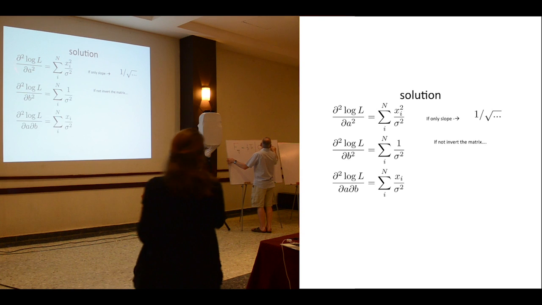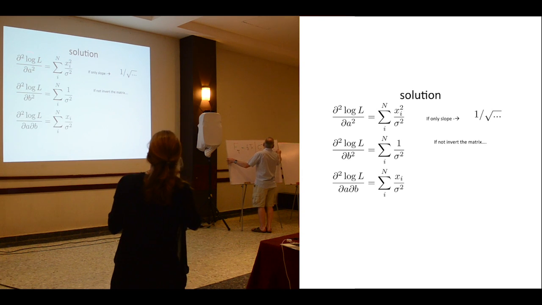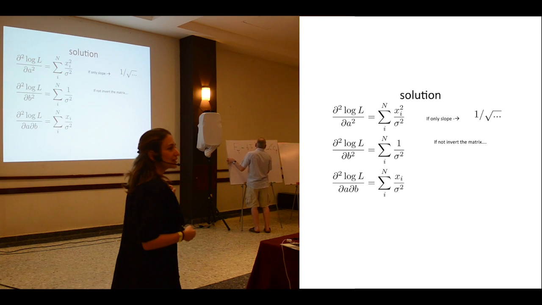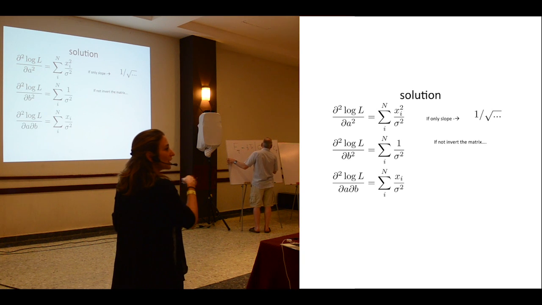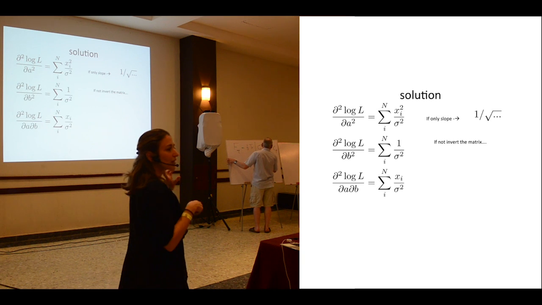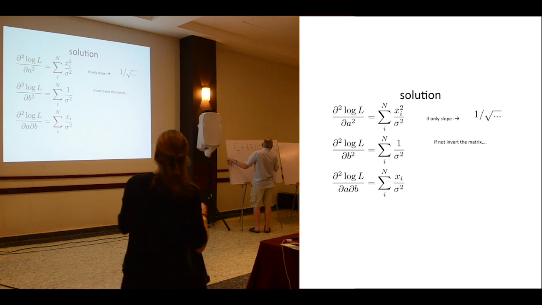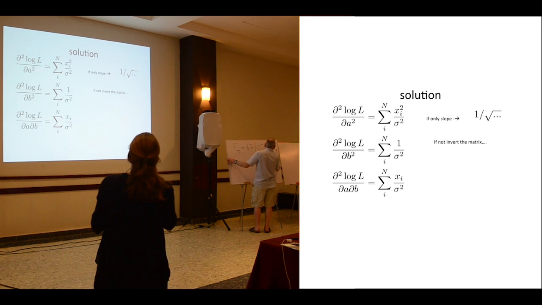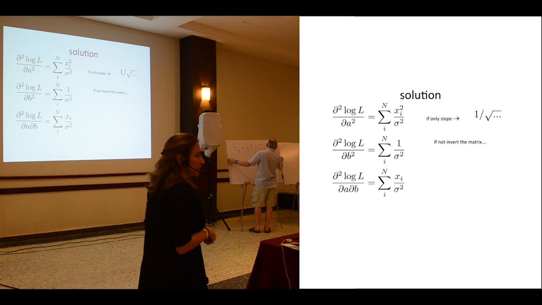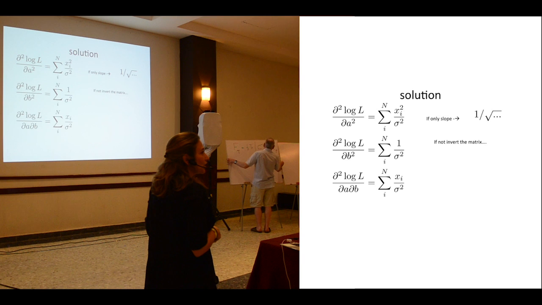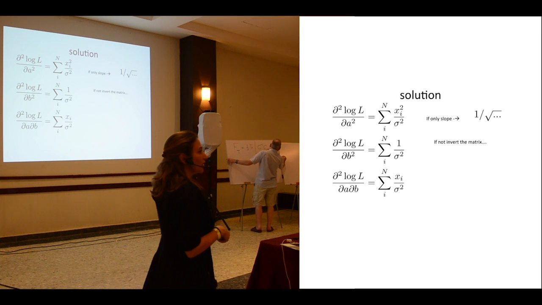So you should have by now the elements of your Fisher matrix. The Fisher matrix is going to be a 2 by 2 matrix if you want to carry A and B. The 2 diagonal elements are going to be this one and this one. And the 2 off-diagonal elements are going to be these 2.